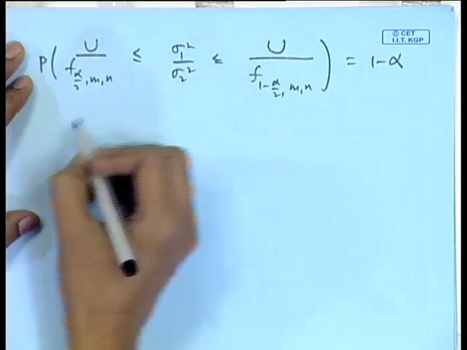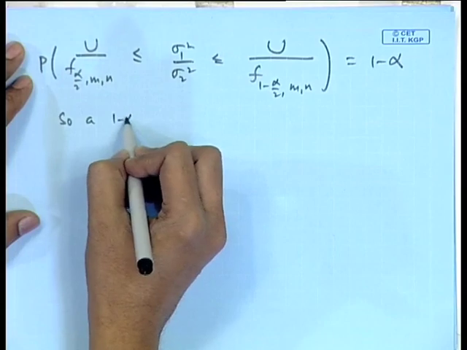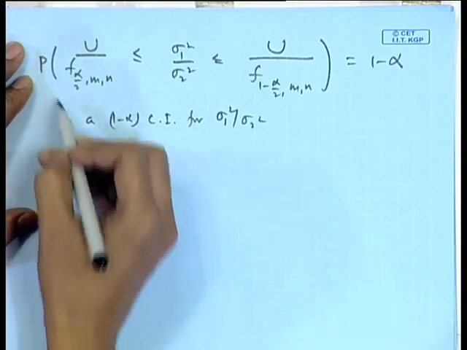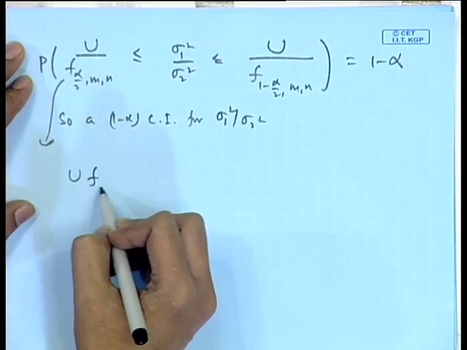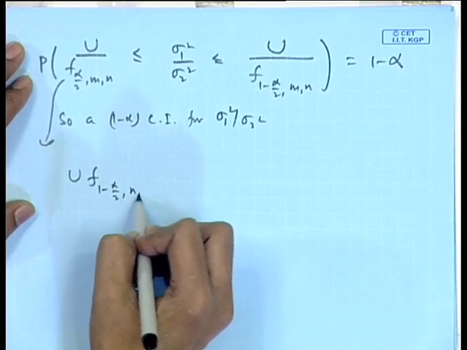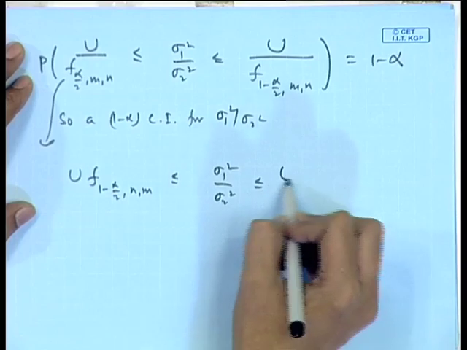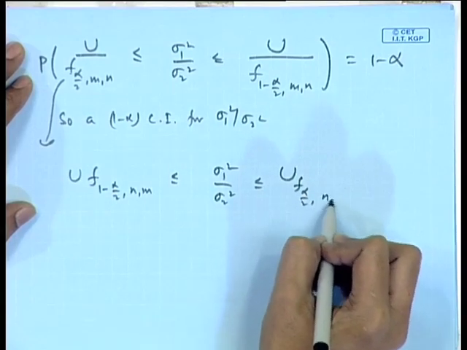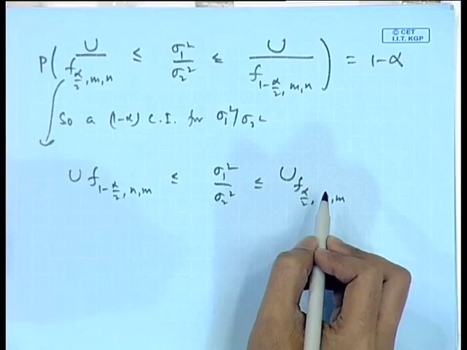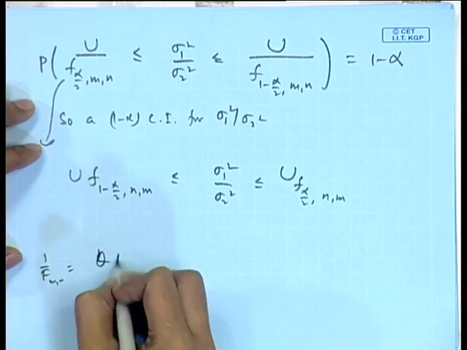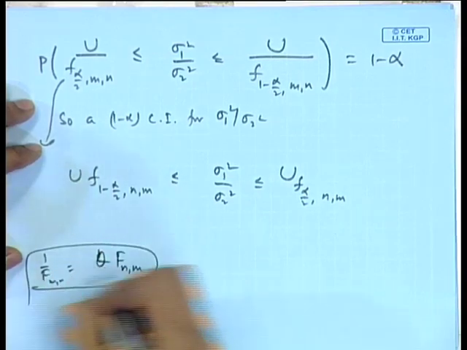So, we have a 1 minus alpha confidence interval for sigma 1 square by sigma 2 square. This can also be written as u f 1 minus alpha by 2 n m to u f alpha by 2 n m by using the reciprocal property of the f distribution, because we know that 1 by f m n is equal to f n m. So, this property can be utilized here.